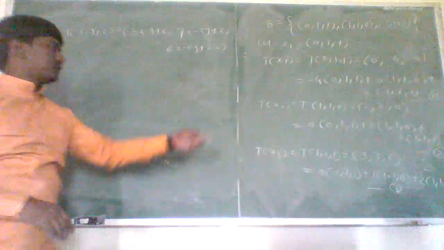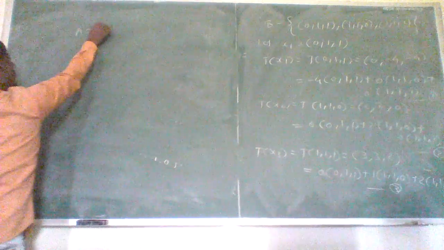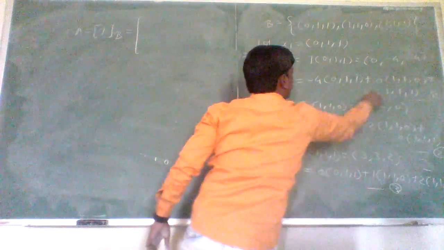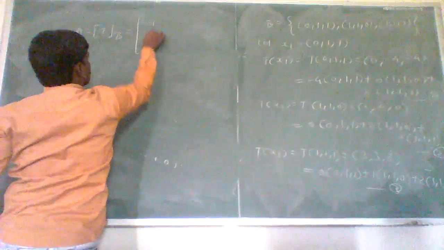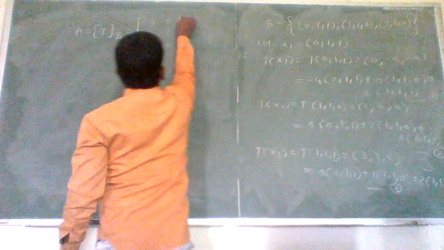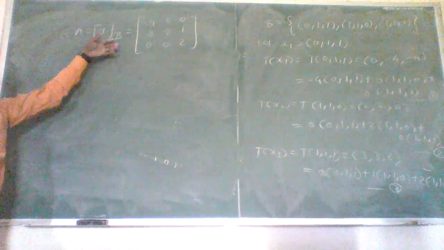Now we have to write the matrix of the linear operator T with respect to the ordered basis B, which contains three elements. Therefore the matrix of the linear operator T, denoted by A, with respect to this B, is as follows. Here we take the coefficients of these linearly independent elements. The first column is (minus 4, 0, 0), the second is (0, 2, 0), and the last is (0, 1, 2). So this is the corresponding triangular matrix of the given T.